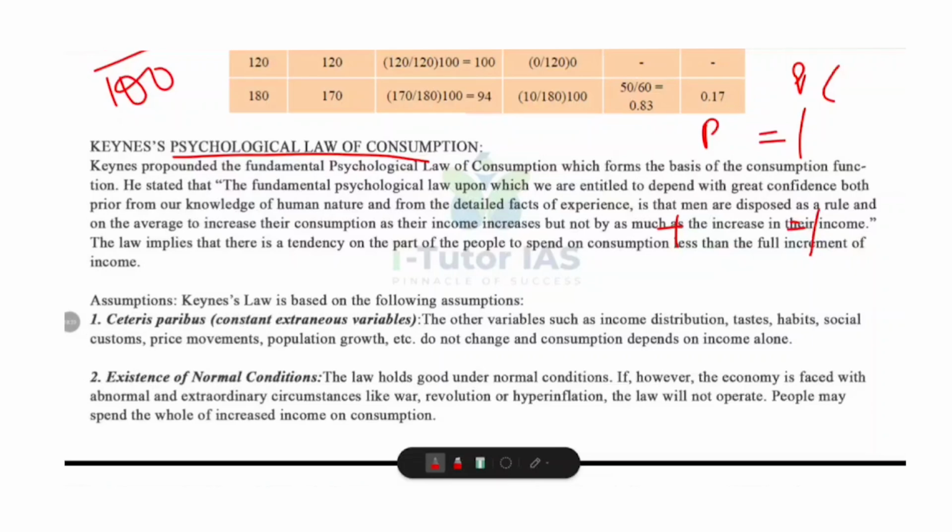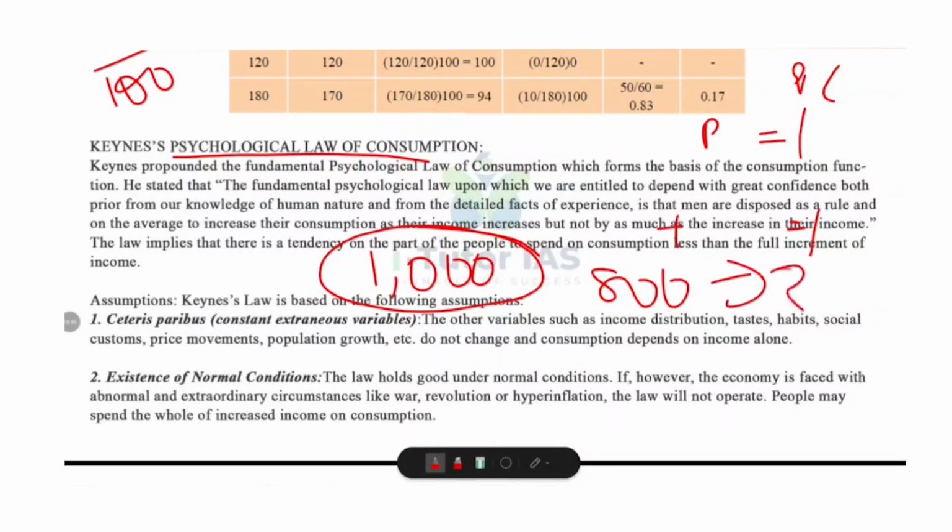What does this law say? Keynes said, people tend to increase their consumption as their income increases, but not by as much as the increase in their income. So let's understand with a simple example. Suppose your income increases by rupees 1000. Will you spend the entire rupees 1000 for consumption? No, you might spend 800 and save the rest 200, right?